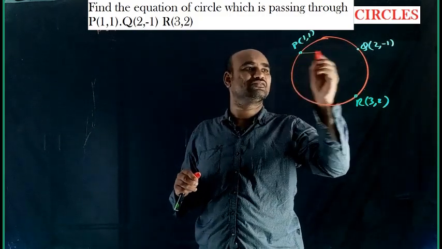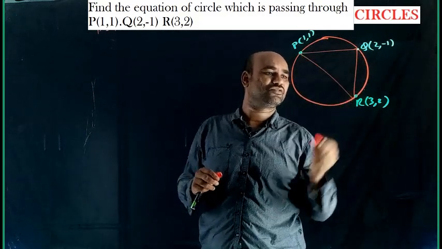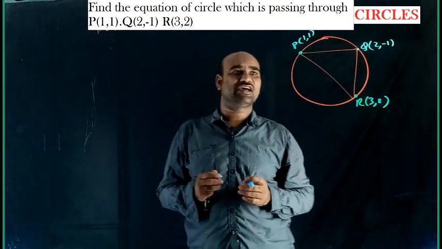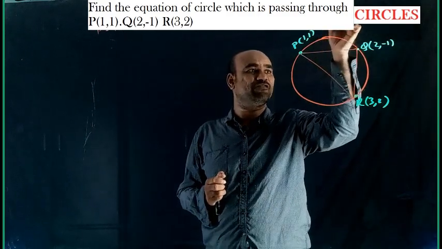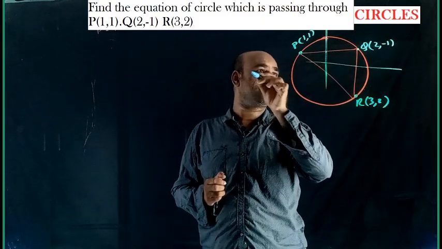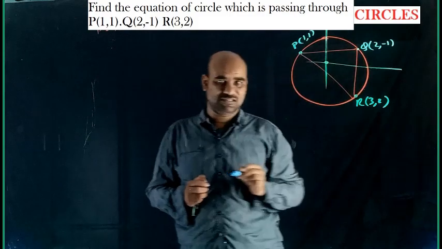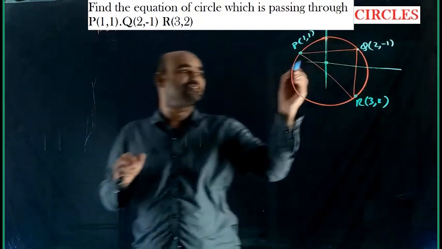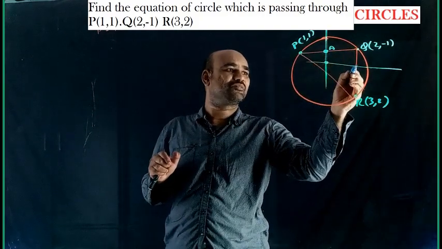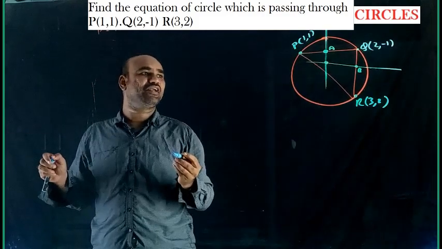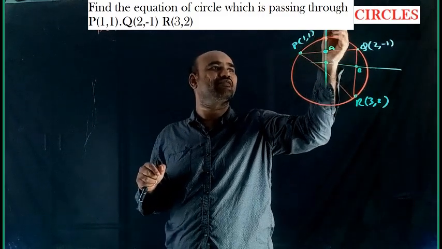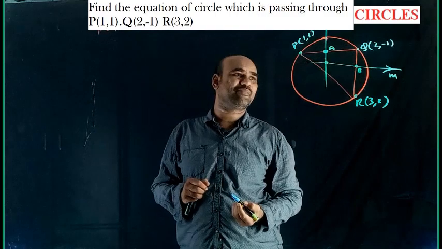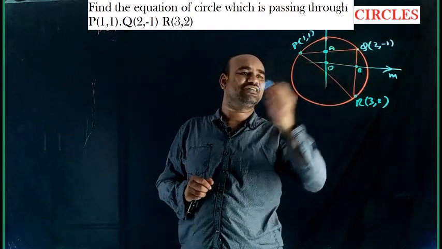So join P and Q, Q and R, and P and R. You get a triangle, so you want to find the center of the triangle. The perpendicular bisector of PQ and the perpendicular bisector of QR give the center of the circle. Method 1. So this is the point A, this is the point B. A becomes the midpoint of PQ. Name of the line is L, name of the line is M. L is the perpendicular bisector of PQ. M is the perpendicular bisector of QR. Their point of intersection is the center.